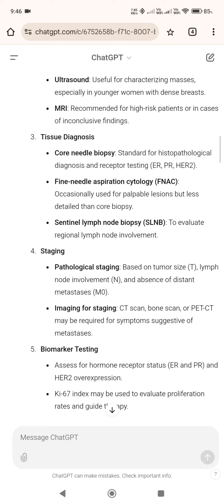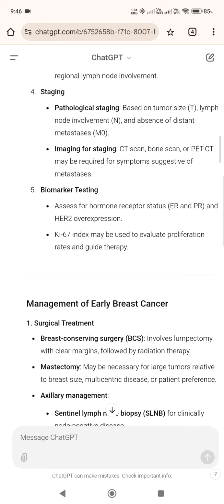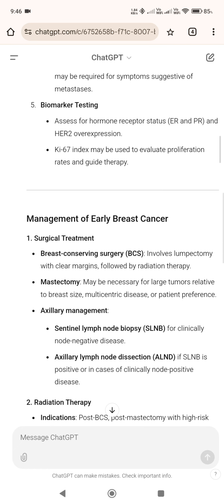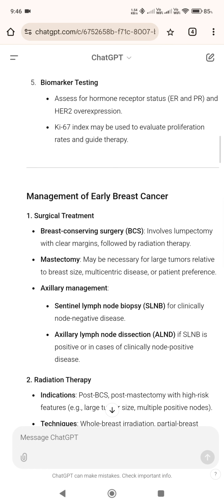4. Staging. Pathological staging, based on tumor size, T, lymph node involvement, N, and absence of distant metastases, M0. Imaging for staging: CT scan, bone scan, or PET-CT may be required for symptoms suggestive of metastases. 5. Biomarker testing. Assess for hormone receptor status, ER and PR, and HER2 overexpression. Ki67 index may be used to evaluate proliferation rates and guide therapy.